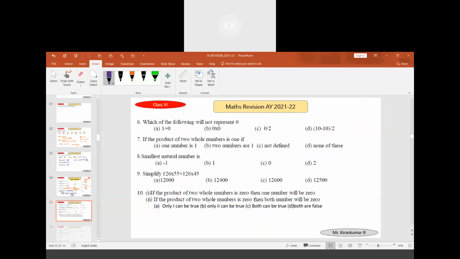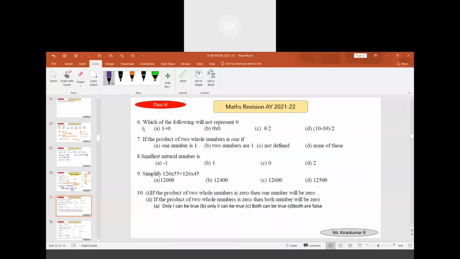Next, which of the following will not represent 0? 1 plus 0, 0 into 0, 0 by 2, 10 minus 10 divided by 2. Which one doesn't represent 0? Sir, option A, 1 plus 0.